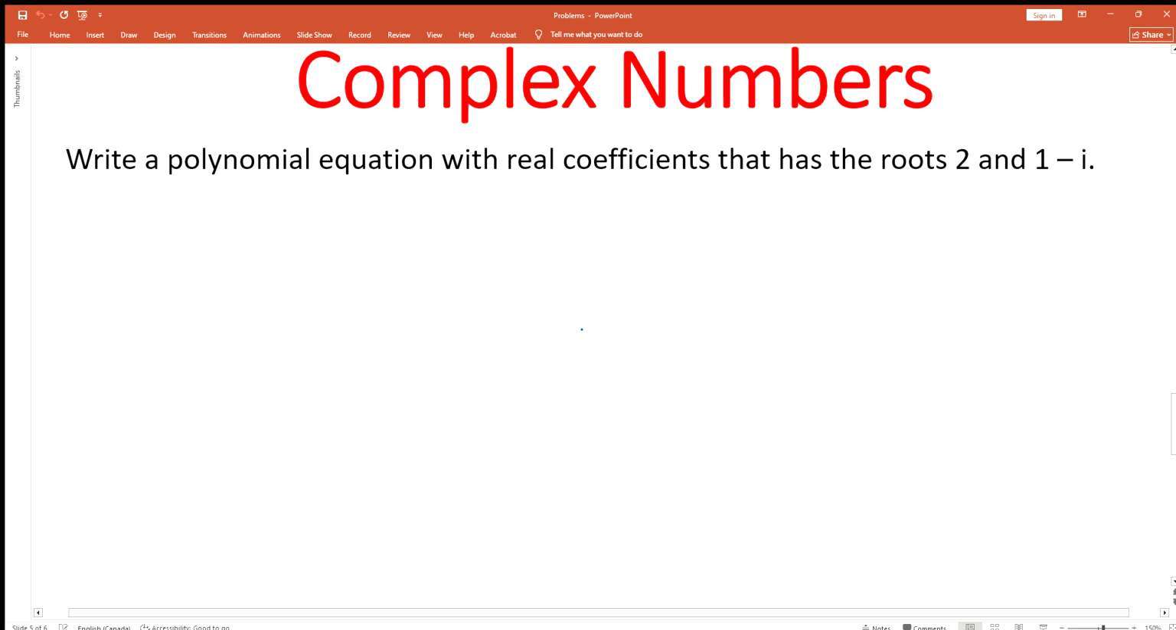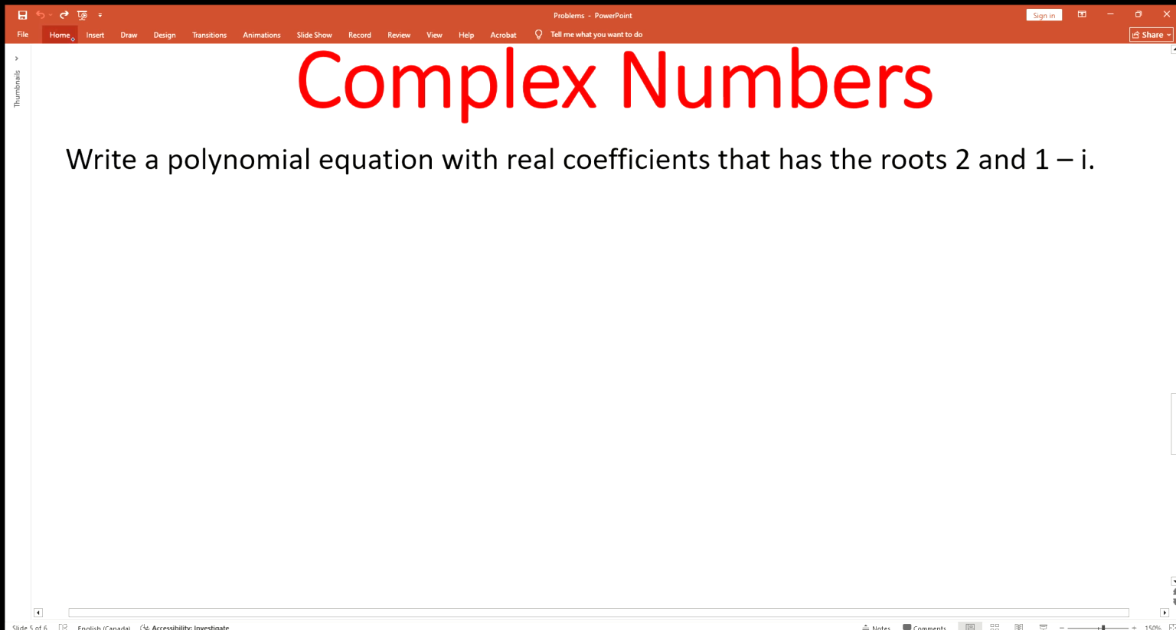In this video, we'll solve a complex number problem. As per the problem, write a polynomial equation with real coefficients that has the roots 2 and 1 minus i. i is the imaginary unit. We can find the polynomial equation by analyzing the given roots.